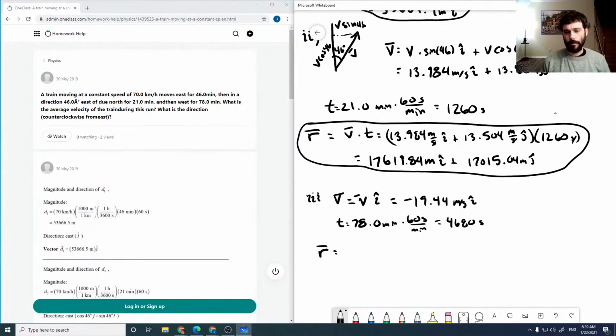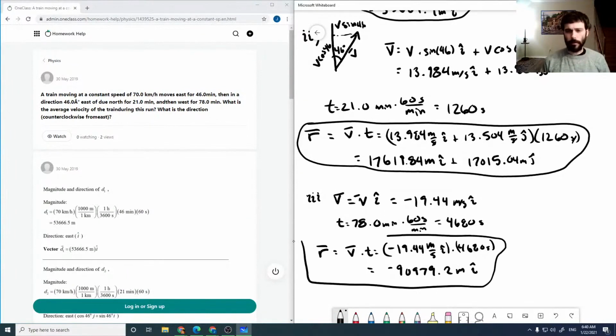So then my displacement is my velocity times my time, times 4680 seconds, which comes out to be minus 90,979.2 meters in the I hat direction. And so now we get to the actual questions.